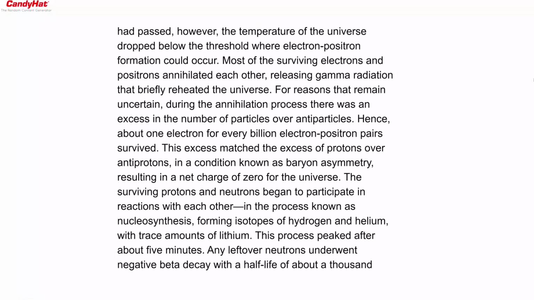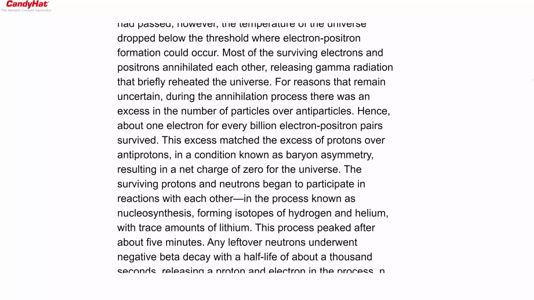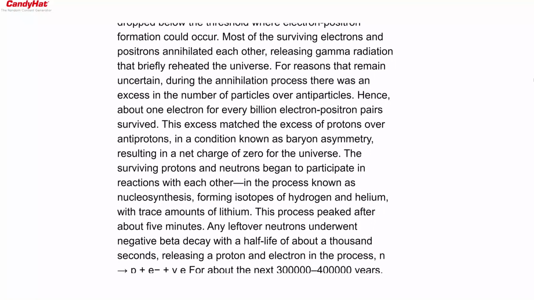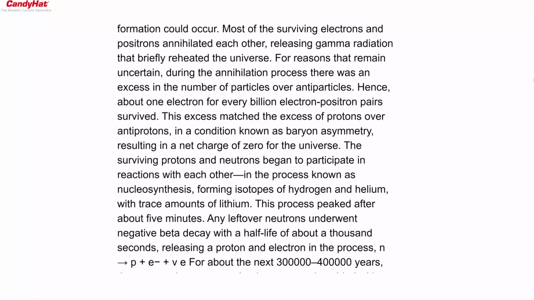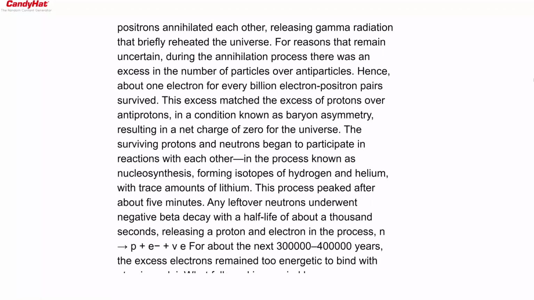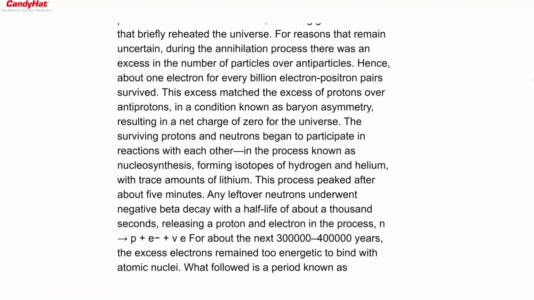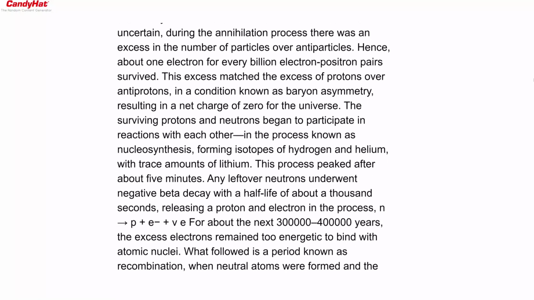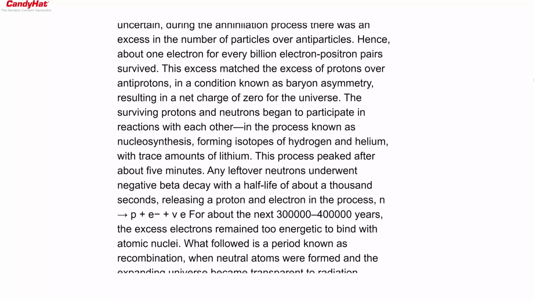For reasons that remain uncertain, during the annihilation process, there was an excess in the number of particles over antiparticles. Hence, about 1 electron for every billion electron-positron pairs survived. This excess matched the excess of protons over antiprotons, in a condition known as baryon asymmetry, resulting in a net charge of 0 for the universe.